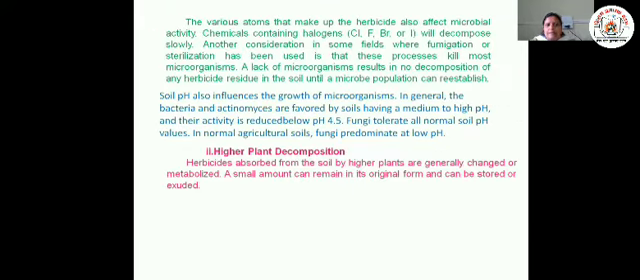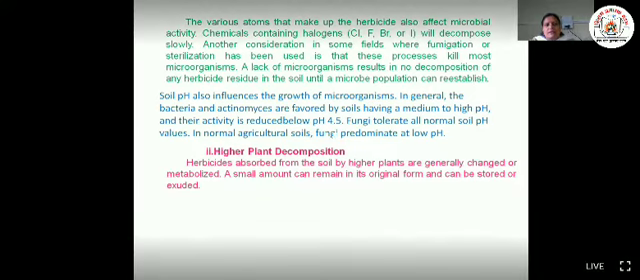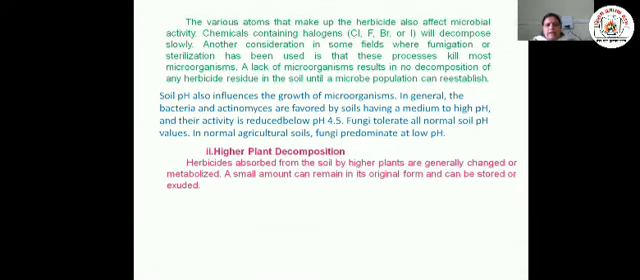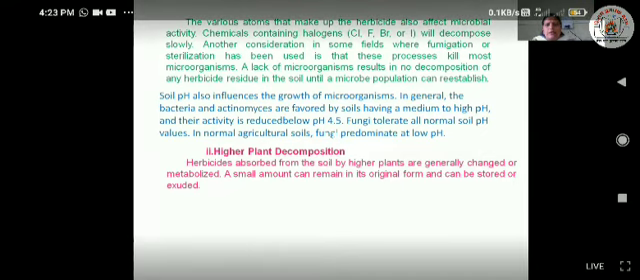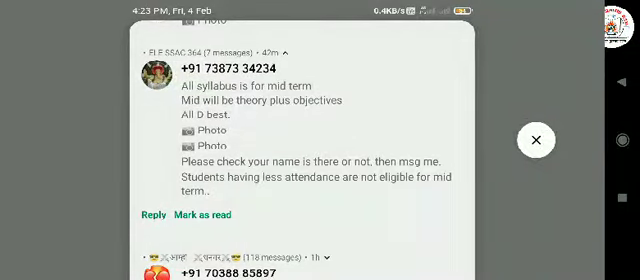The various atoms that make up the herbicide also affect the microbial activity. Chemicals containing halogens like chlorine, fluorine, bromine, iodine will decompose slowly. Another consideration in some fields where fumigation or sterilization has been used is that this process kills most of the microorganisms. And that's why the lack of microorganisms results in stopped decomposition of any herbicide residues in the soil until a microbial population can re-establish. Hence, we have to maintain the soil microbes in our soil for herbicide decomposition.